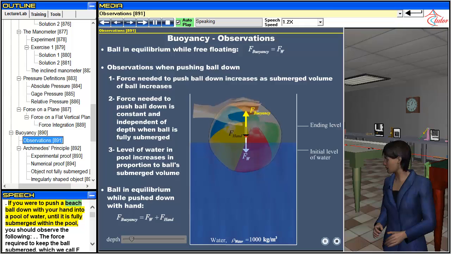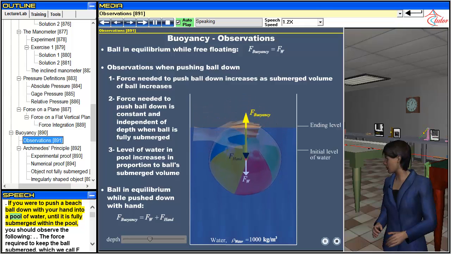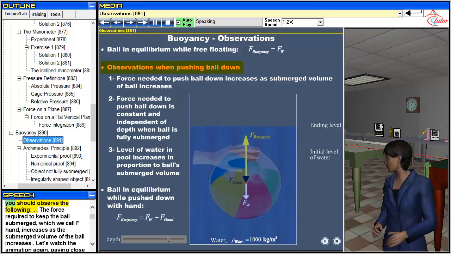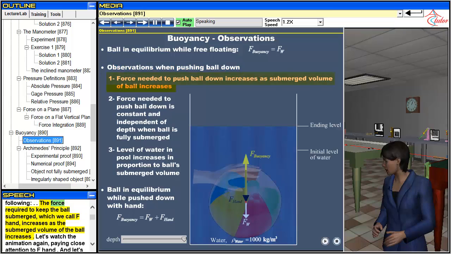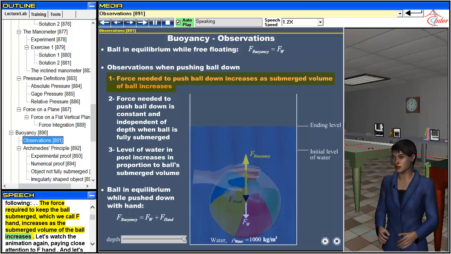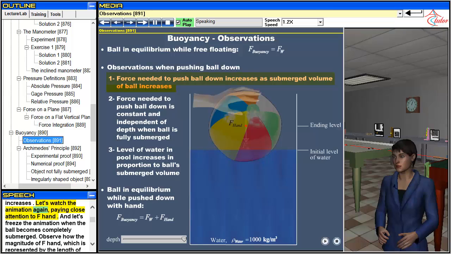If you were to push a beach ball down with your hand into a pool of water, until it is fully submerged within the pool, you should observe the following. The force required to keep the ball submerged, which we call F hand, increases as the submerged volume of the ball increases. Let's watch the animation again, paying close attention to F hand.